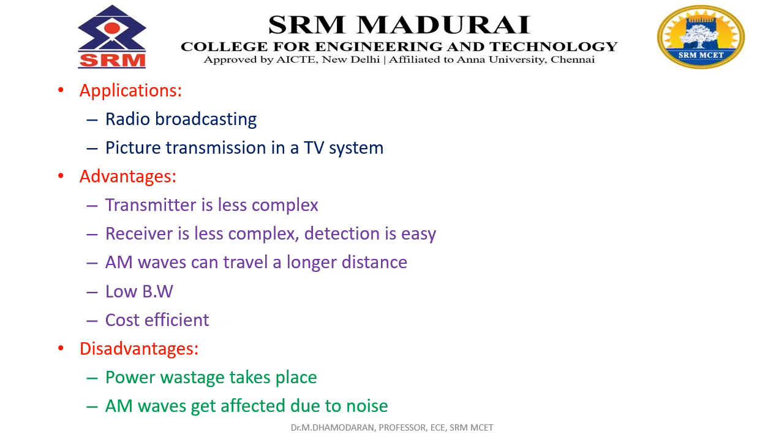The main disadvantage is that power wastage takes place. When we go for double sideband or single sideband, the power consumption will be more. AM is also affected by noise because we are transmitting the amplitude modulation, so the noise will easily affect it. That is the reason nowadays we are using frequency modulation instead of amplitude modulation.